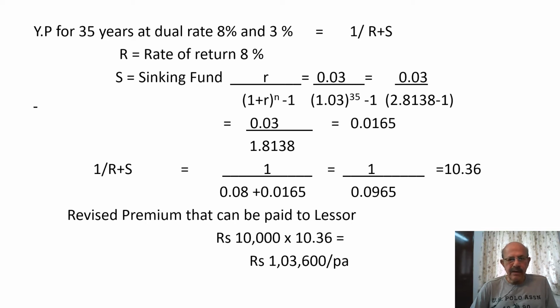That is the 3% divided by 1 plus R is equal to 1.03 raised to 35 minus 1, is equal to 0.03 divided by 2.8138 minus 1, is equal to 0.03 divided by 1.8138, is equal to 0.0165. So 1 divided by R plus S is equal to 1 divided by 0.08, the 8% rate of return, plus 0.0165, the sinking fund. That's equal to 1 divided by 0.0965, which is equal to 10.36. Revised premium that can be paid to the lessor is equal to rupees 10,000. The profit rent the lessor may get is 10,000 into 10.36, which is equal to rupees 1,03,600 per annum.